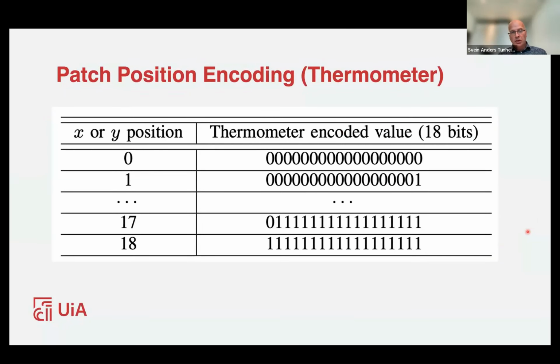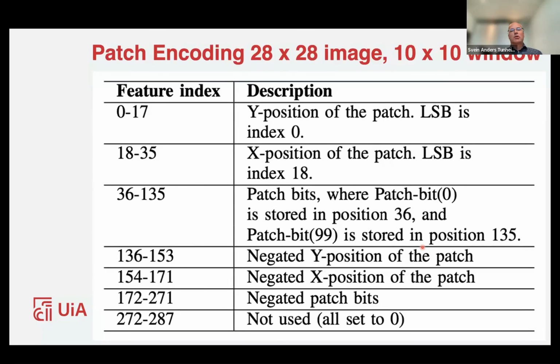This shows how the patch position can be encoded with the thermometer code. For instance, looking at the X position, if X position zero is completely to the left, then we encode this with all zeros. If we move the patch one step to the right, we put a one on the least significant bit, and so on, until we are at the rightmost position of the convolution window, and there we have all ones. And the same is the case for the Y position for the rows. So this table just summarizes how the features are indexed based on this configuration in the TMU code.